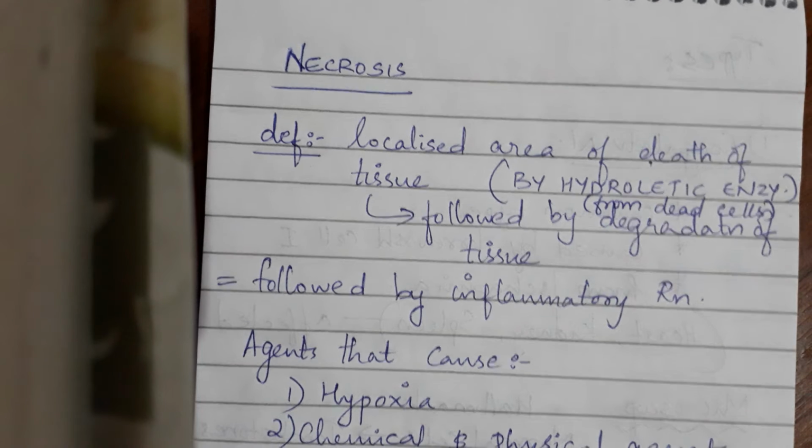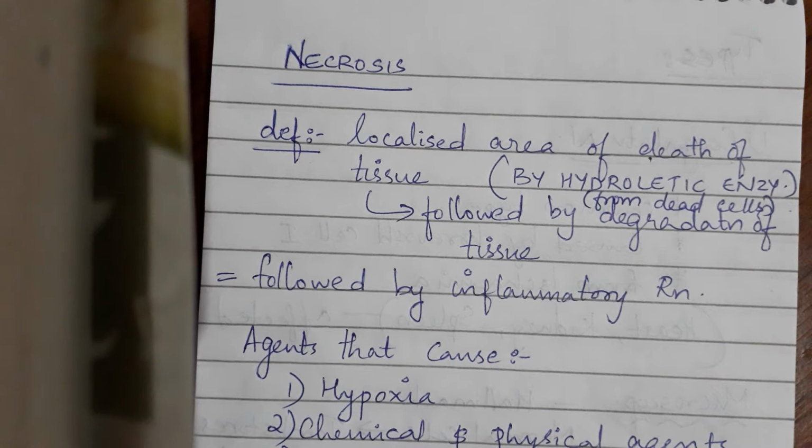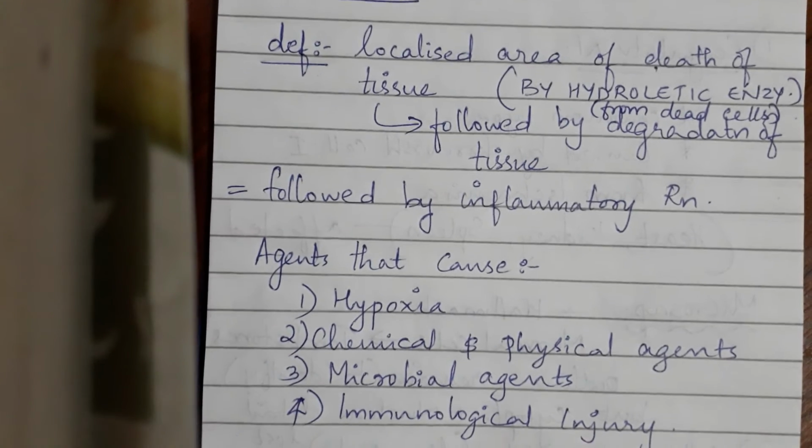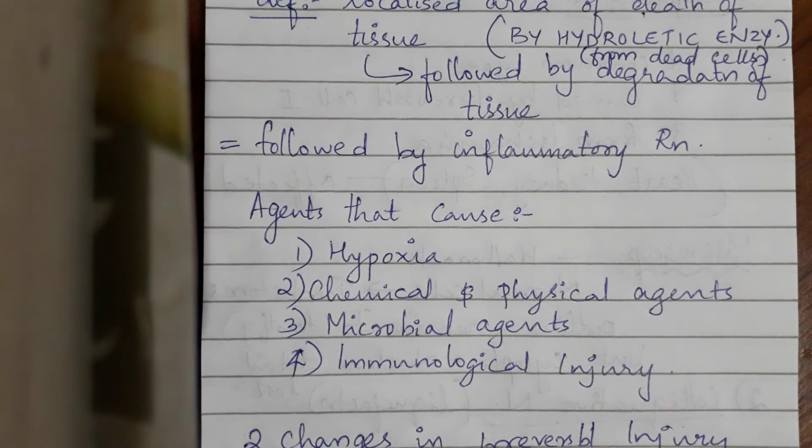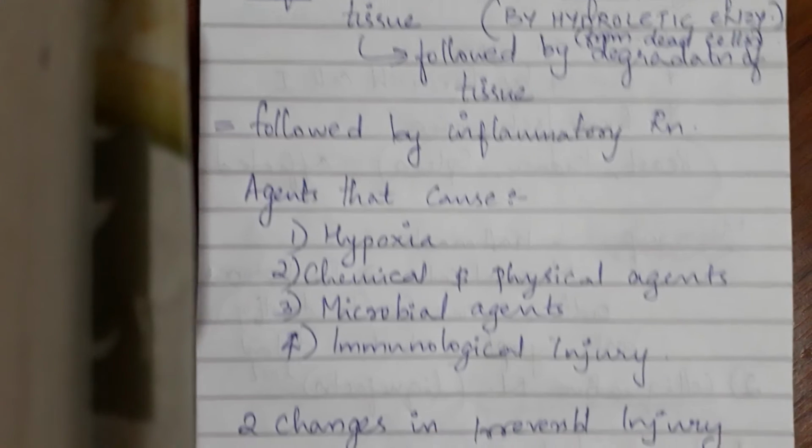Agents that cause necrosis, the next point. So first the definition should be included. Next is agents that cause necrosis. Four points. At least whatever I'm telling should be there in your answer, but more than this will be needed also. So the agents that cause necrosis are hypoxia, we know what hypoxia is, chemical and physical agents, microbial agents, and immunological injury.